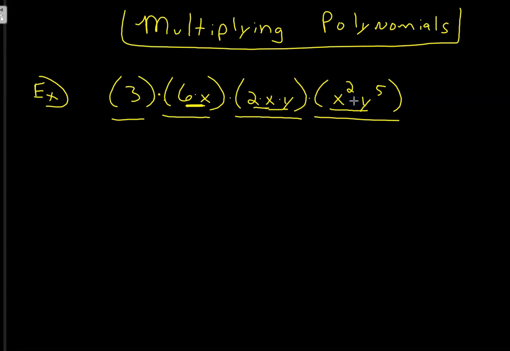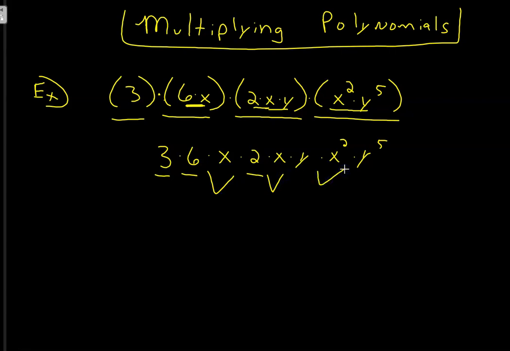So one thing I can do is rewrite this without all the parentheses as just 3 times 6 times x times 2 times x times y times x squared times y to the fifth power. So from there, I'm looking for the numbers I can multiply together, like 3 times 6 times 2. I'm looking for the variables I can multiply together, like x times x times x to the second power, or y and y to the fifth power. So I'm going to multiply all those together.